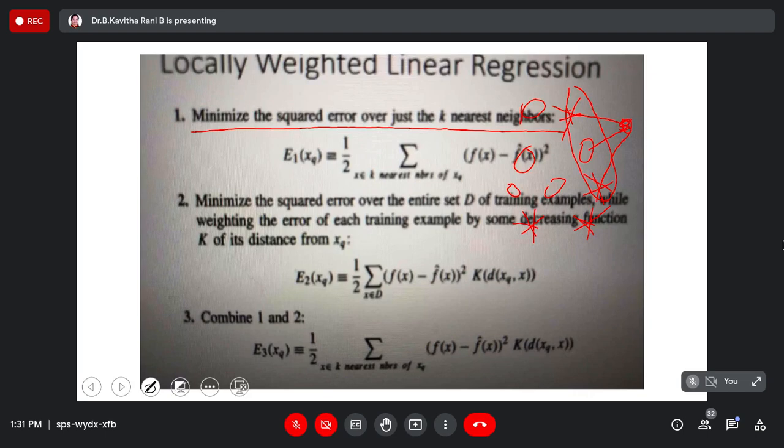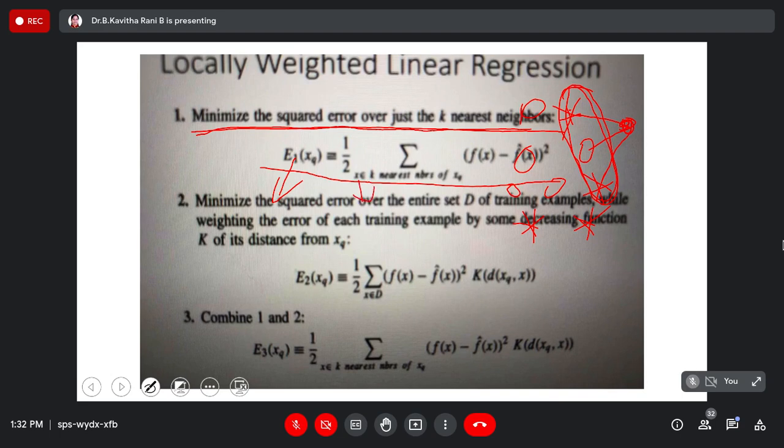Okay, so now here, minimize the squared error over just the k nearest neighbors. So you minimize over these k nearest neighbors with the new instance. For that we will be using this formula. So what is that? E1 of xq, the error for the new instance, is equal to half of sigma over x belonging to the k nearest neighbors of xq, and x is in the set of training examples.